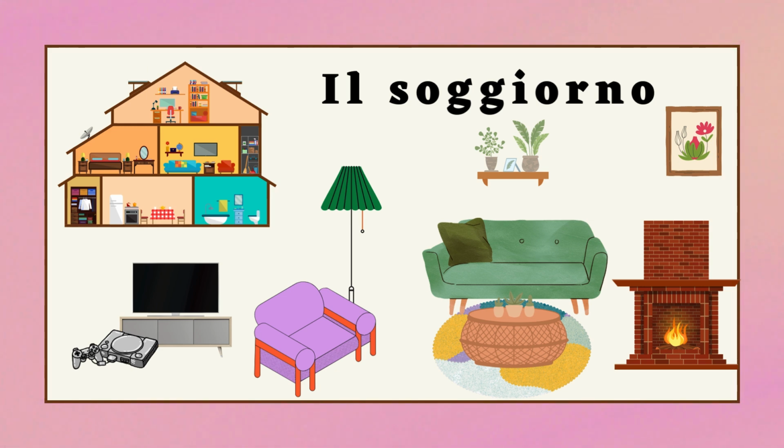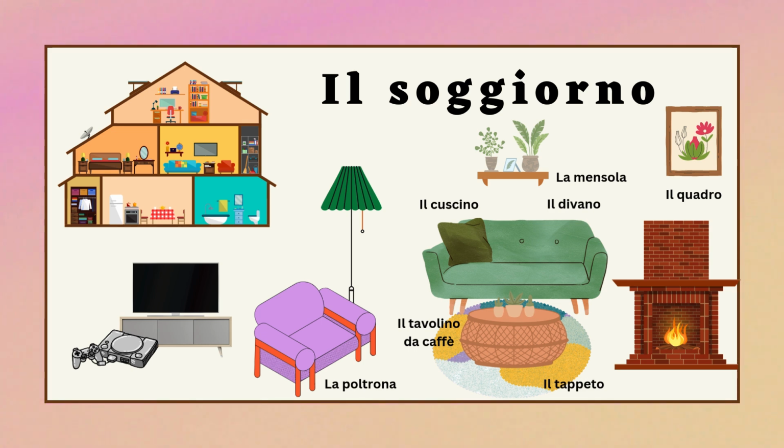Now let's continue with one of my favorite rooms in the house. Let's move to the soggiorno, the living room. This is the heart of the house, where families relax, watch TV, and spend time together. Let's discover some of the basics of this room. We have il divano, the sofa, la poltrona, il tavolino da caffè, and then to add some decorative and functional items, we have il cuscino, il tappeto, la mensola, and of course, il quadro, the picture or painting.